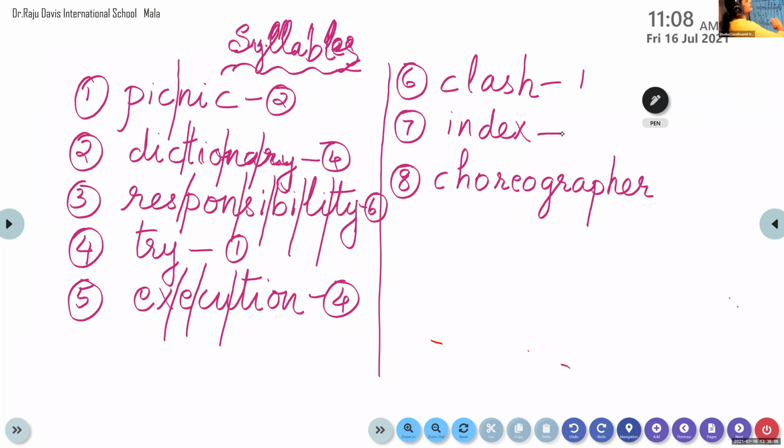And what about index? 2 syllables. Very good. And then choreographer? Five. 5 syllables. Yes. Six, ma'am. How do you divide it? Ko, ri, o, gra, fer. Exactly. 5 syllables. Wow. I'm so happy that you picked it up.